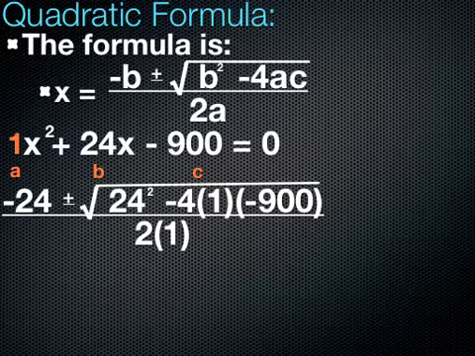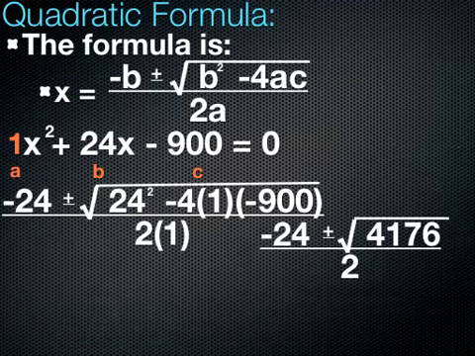Go ahead and do what's inside of your square root first. 24 squared minus 4 times 1 times negative 900 is going to give you 4,176. So I have negative 24 plus or minus the square root of 4,176, all divided by 2. What the plus or minus means is that this quadratic is going to have two different answers. One when we take negative 24 and add the square root, and one when we take negative 24 and subtract the square root.